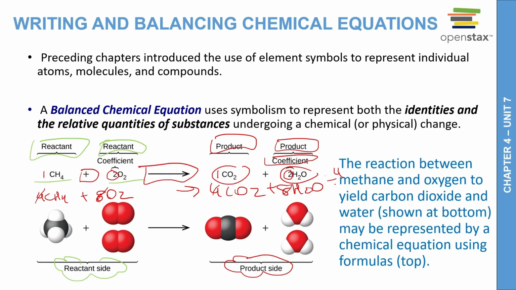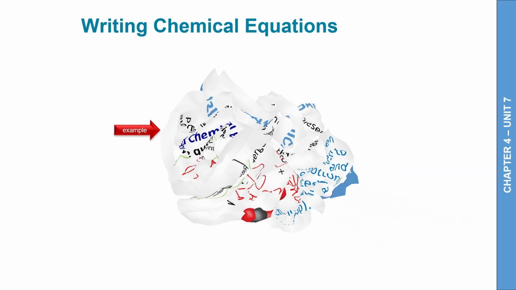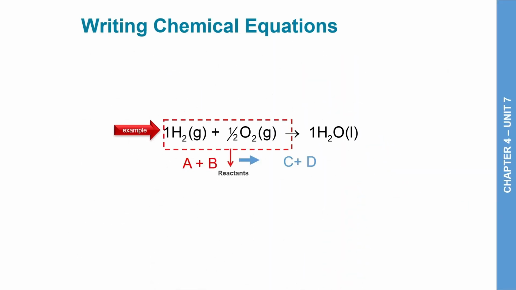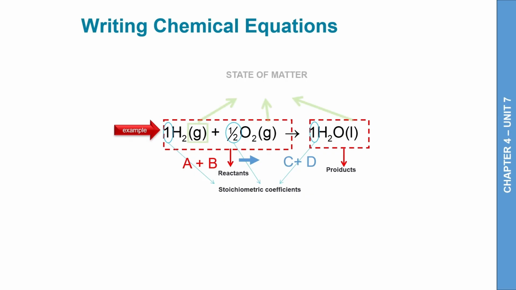Another important piece of information that the equations can give you, besides the reactants and products and the stoichiometric coefficients, is the state of matter. So here you have a gas and a liquid, but you can also find the solid, represented by S, and aqueous.